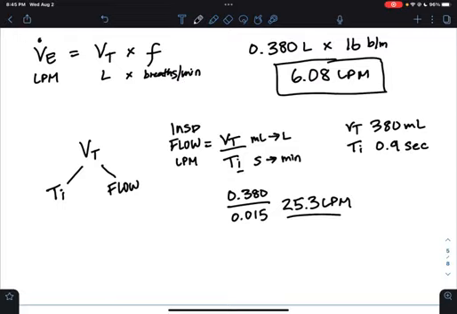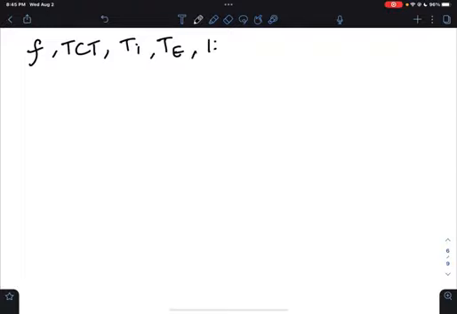But let's go over total cycle time and all that stuff, like the IE ratio. All right, so we have five things to cover. We have frequency, total cycle time, I time, E time, and IE ratio. This is just going to be a review for RACE class. So we know that frequency is the same as respiratory rate, and then total cycle time is how many seconds per breath.